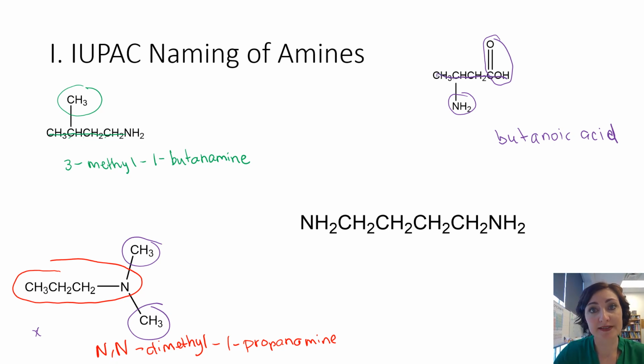Now I have to address this amino branch coming off of carbon number 3. So this would be 3-aminobutanoic acid. This would be one word, but I didn't plan that very well.